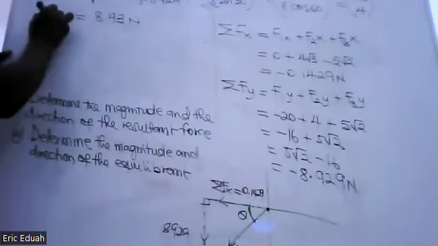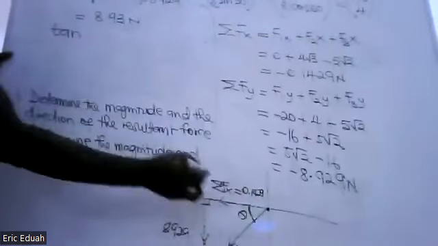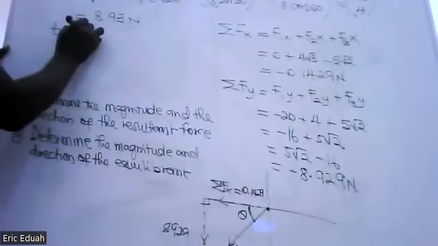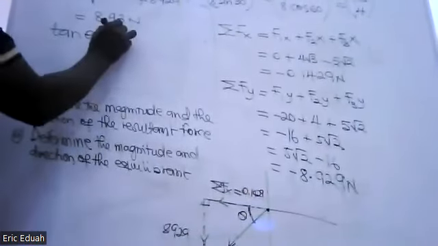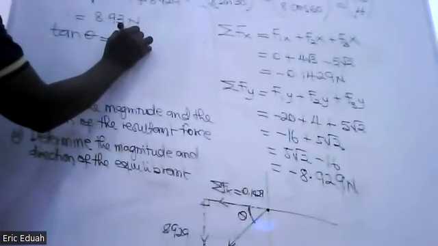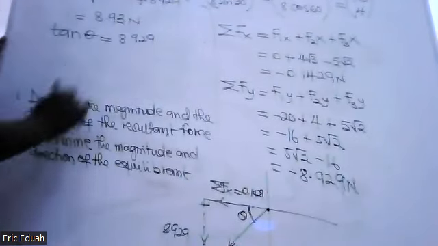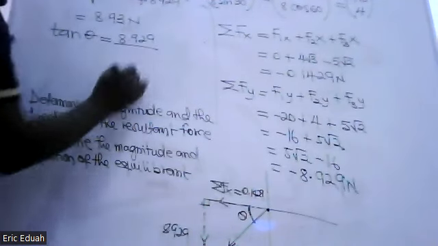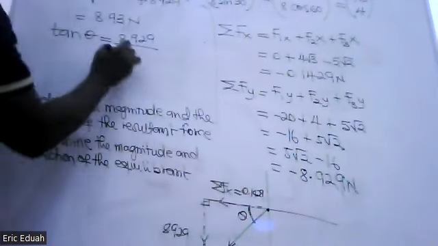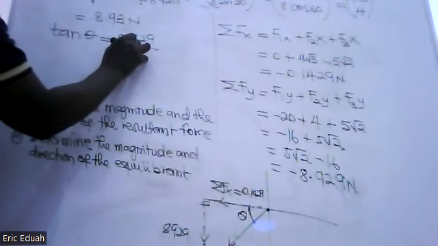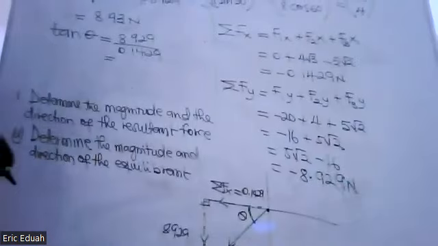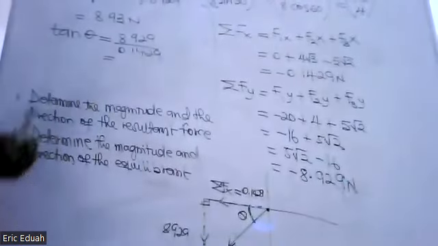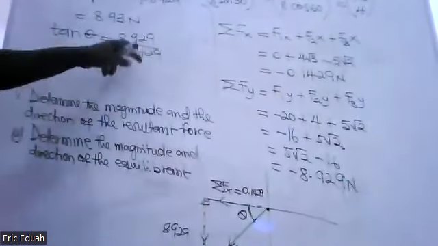So the tan of this angle theta is equal to the opposite side, which is 8.929, divided by the adjacent, which is 0.1429. Please take this ratio for me. 8.929 divided by this one.